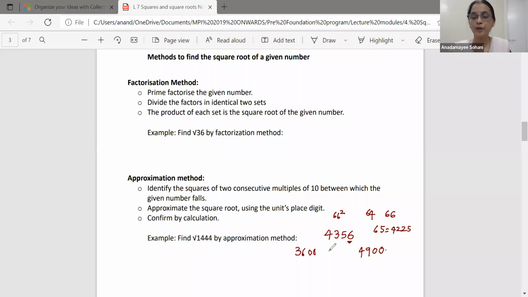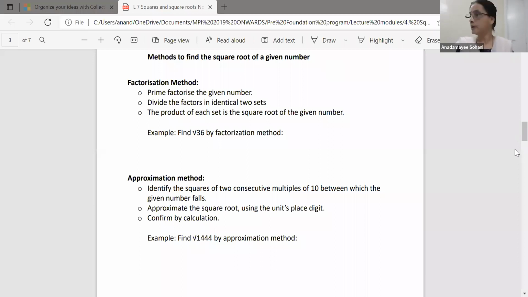4225. It is greater than 4225. So this has to be 66 square. It cannot be 64 square. So this is called the approximation method of finding square roots. So we have seen two methods of finding square roots, and we have seen three shortcuts of finding squares of numbers ending with 1, ending with 5, and any two-digit number.